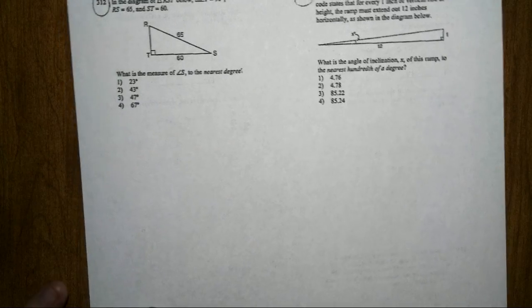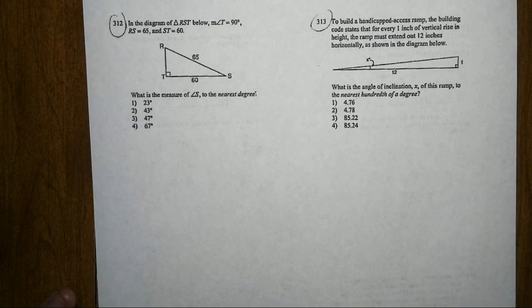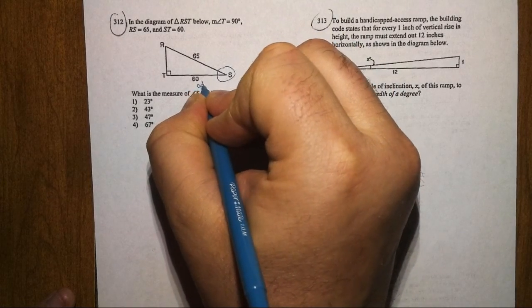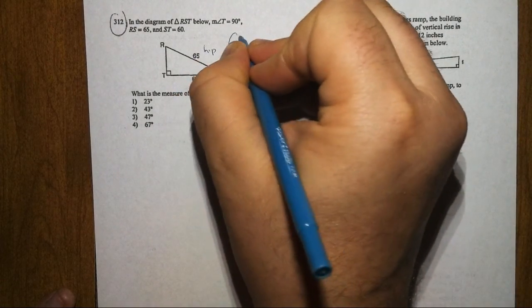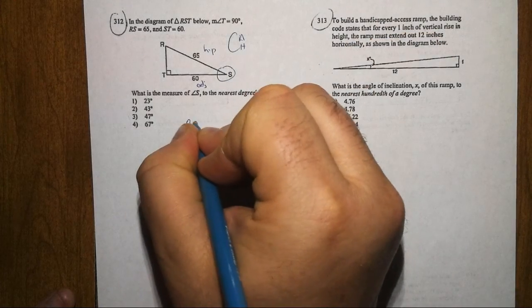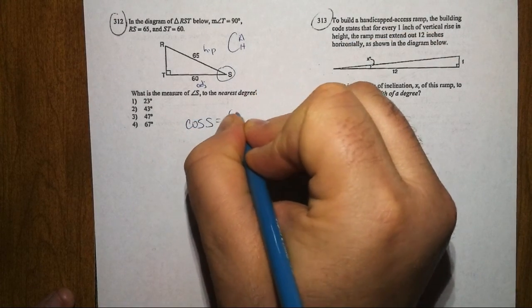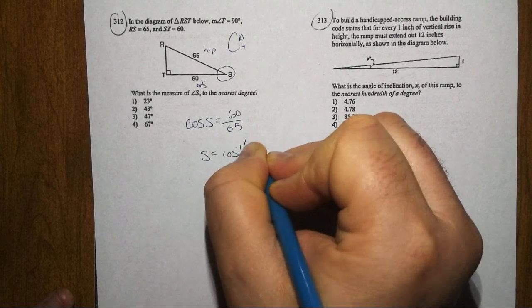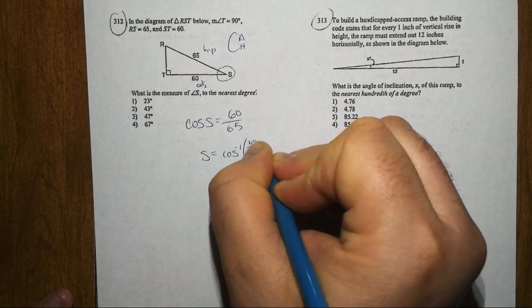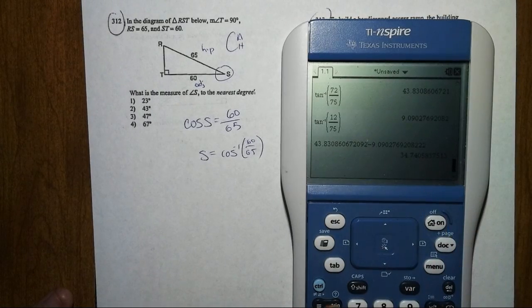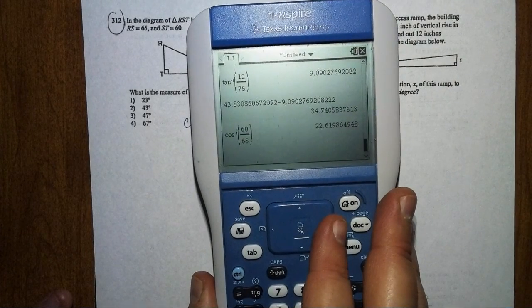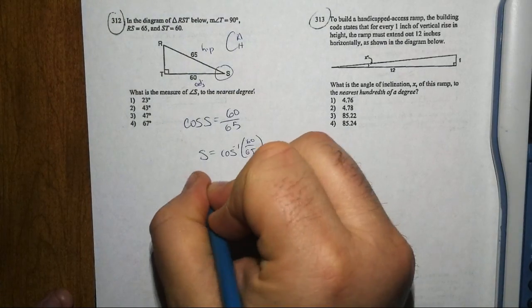That would be crazy. 312. Diagram below, looking for measure s to the nearest degree. We have the adjacent and the hypotenuse, so that's the cosine. So cosine of s is equal to 60 over 65, and then s is equal to the cosine inverse of that. We're going to bust out the calculator. We're going to do trig, cosine inverse, 60 over 65. Boom, and we get 22.6, which rounds up to 23.